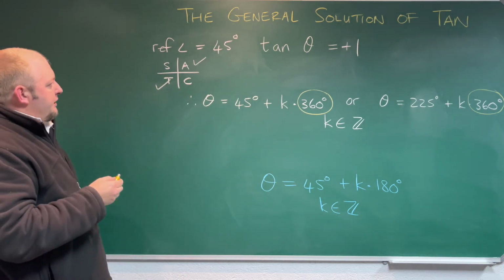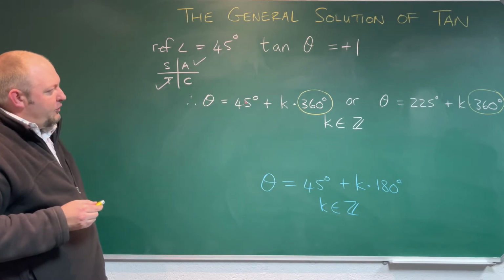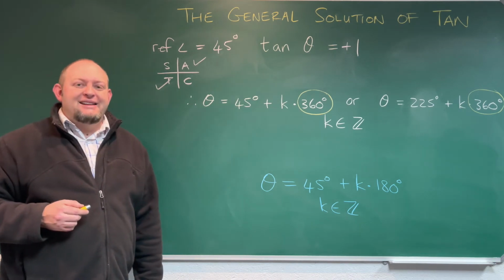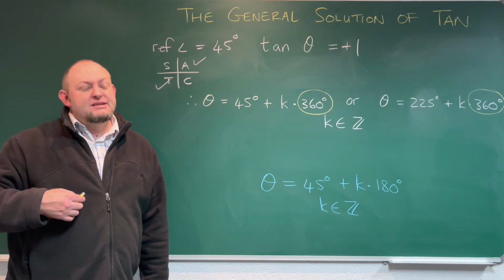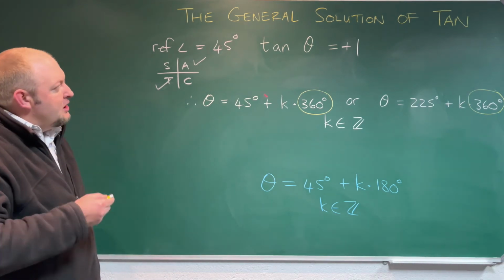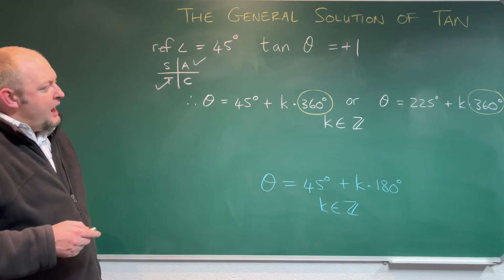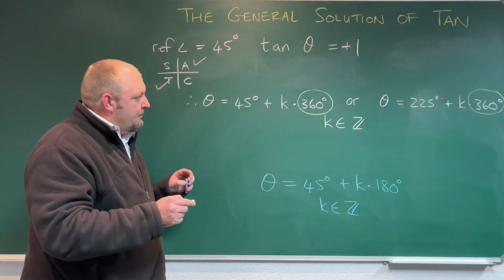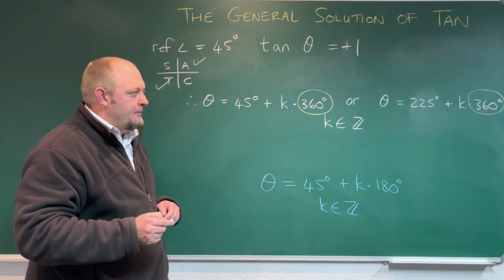For quadrant 1, we use the reference angle as it is. So that's theta equals 45. For quadrant 3, we use 180 degrees plus the reference angle. That is 180 degrees plus 45 degrees, which gives us 225 degrees. Now, we add to each of these basic solutions k times 360.